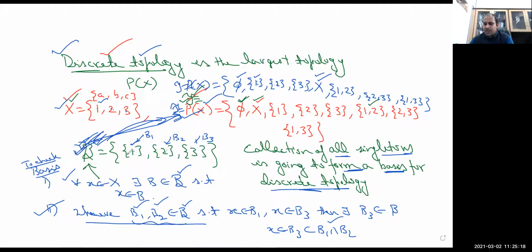And if the basis consists of all singletons, then remember this is going to generate the largest topology, because singletons are the smallest non-empty building blocks. This is the reason why by taking their unions, we are going to generate the largest topology.